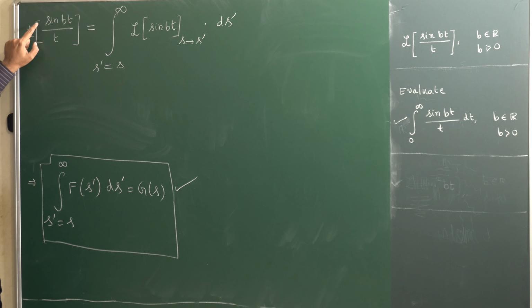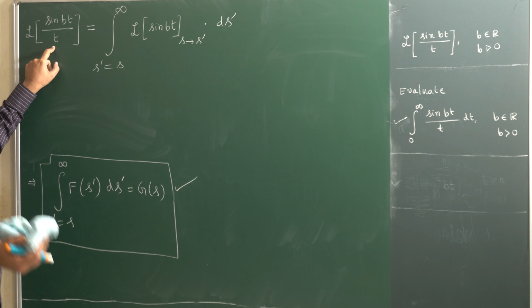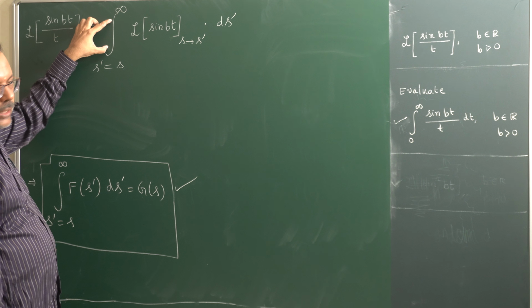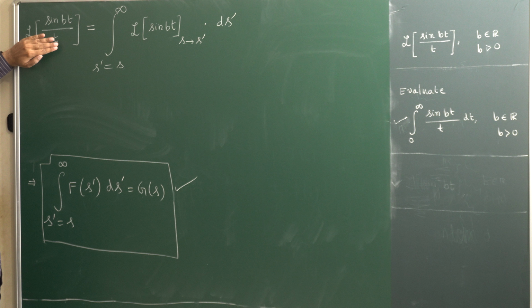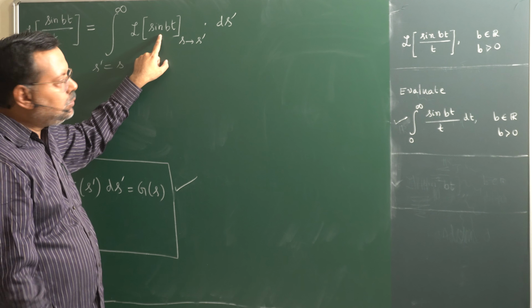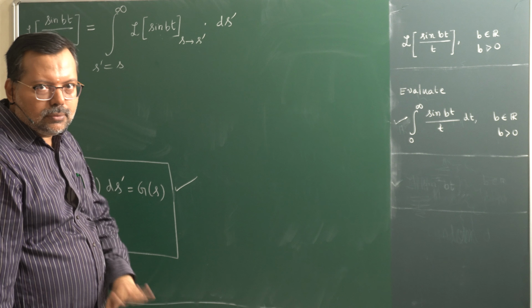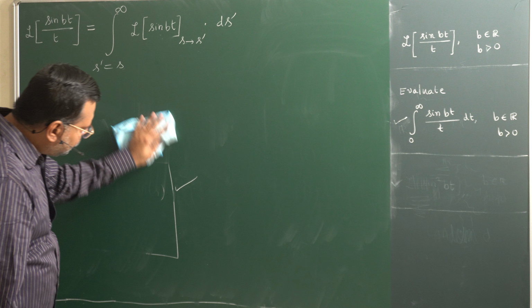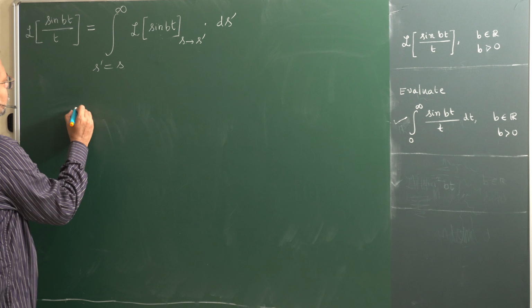So the factor 1 divided by t, what happened to that factor? That is the question. The 1 by t factor has been converted to this integral. Once you delete that 1 by t factor, what is left is only the Laplace transform of sine bt, and that's what we are writing. After taking this Laplace transformation, you just change the symbol here. So the answer is now trivial. The integration is also quite easy.